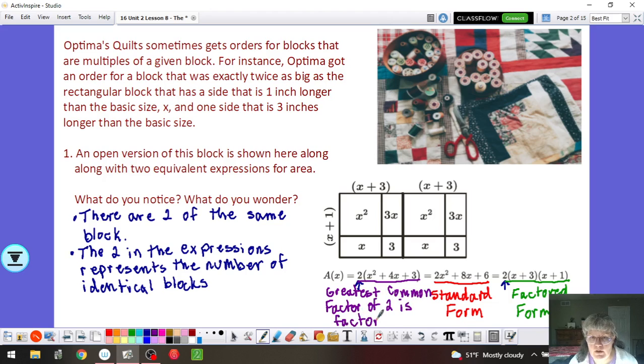Now, when you factor out a common factor, it's like dividing, except it doesn't disappear like it would if we were completely dividing. So those were a couple of things that were noticed. Students didn't really mention anything about what they wondered yet at this point.